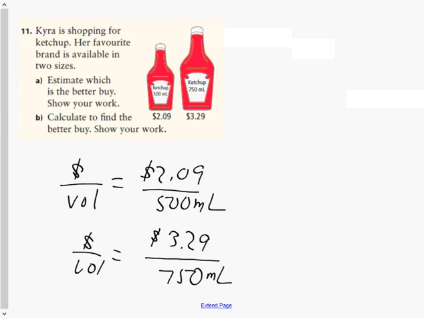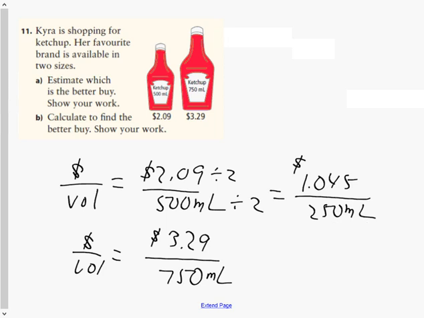So if I can compare the cost for 250 mils of ketchup rather than 100 or a liter, I still am able to determine what the best deal is, right? And we could do 100 too, because you could divide this by 7.5. But I'm just looking at saying I'm going to be different. I'm going to divide both by 2. Gives me $1.045 per 250 mils.